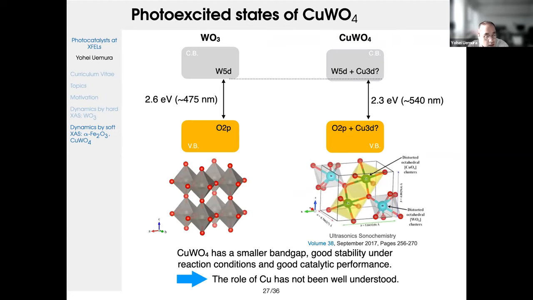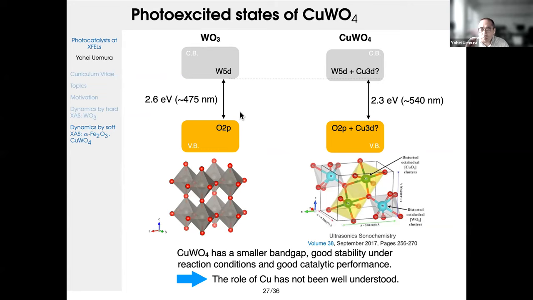And this is another topic, the copper tungstate. Copper tungstate is one of the well studied photocatalytic materials, and this is the open question about the difference between tungsten trioxide and copper tungstate.